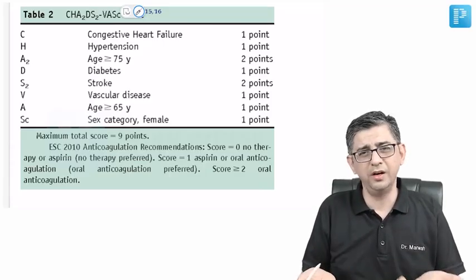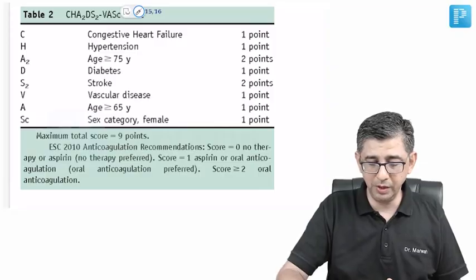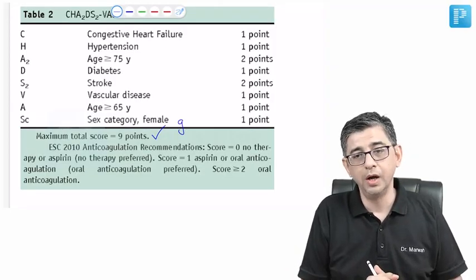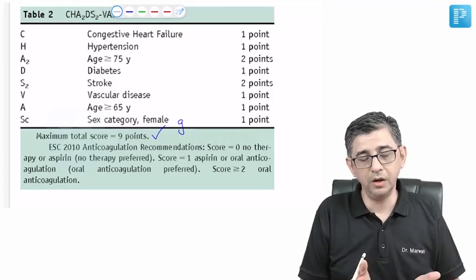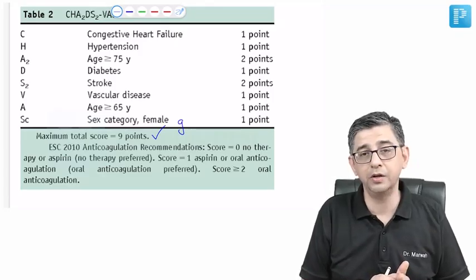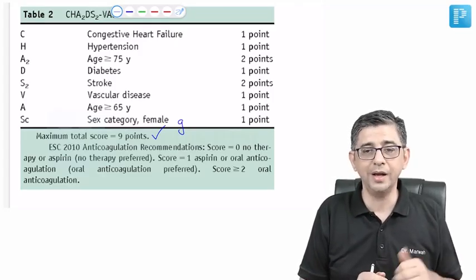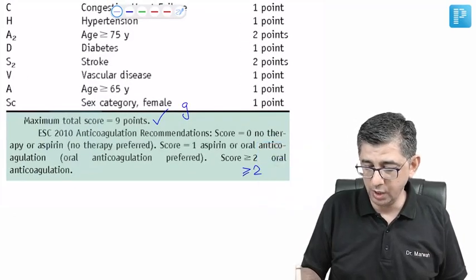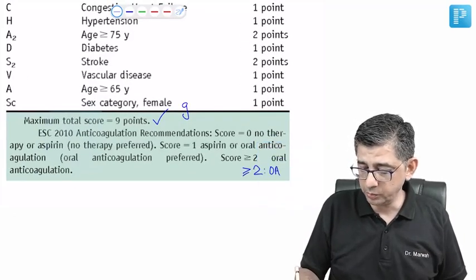If the score is 0, that's understandable. The maximum score possible here is 9, and the minimum score possible would be 0. If the score is 0, then there is no need for any anticoagulation. If the score is 1, then either aspirin or anticoagulation would be used. But if the score of the patient is at least 2, then oral anticoagulation should be used.